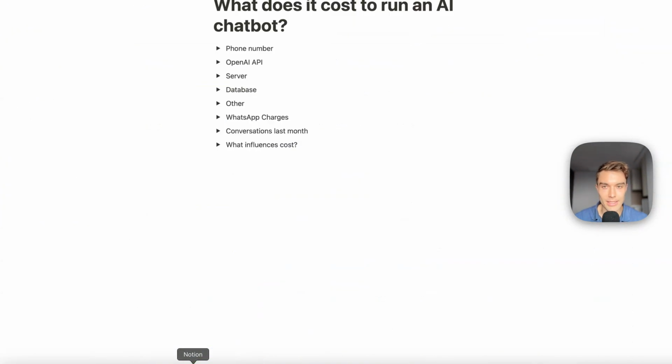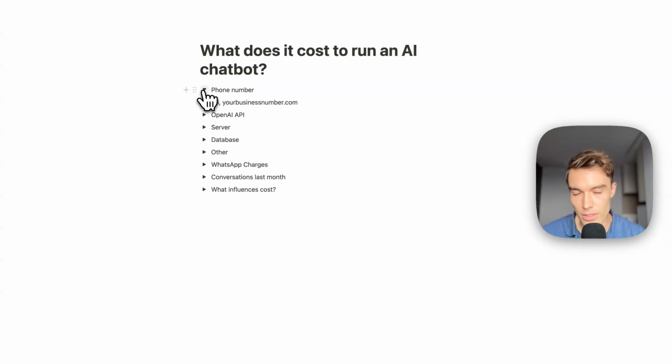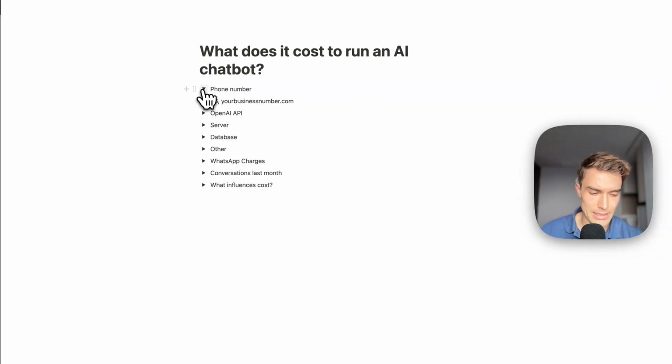All right, let's go into Notion and get started. What you need for a WhatsApp chatbot, of course, is a phone number. You always need a separate phone number for each WhatsApp user. So you need to get a virtual phone number, which costs $6 a month. That is the cheapest expense of them all. I'm going from cheapest to highest.